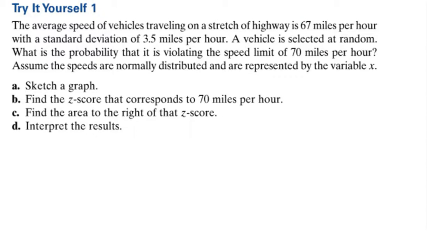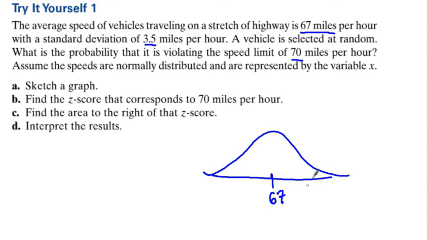Alright, so I encourage you to try this example in the book. It's a similar sort of example. 67 would be your mu, 3.5 is your sigma, and you want to know what's the chance that somebody's going greater than 70. So here's a rough sketch of that. 67 will be in the middle, 70 is about right here. You're asking for greater than 70. What's the chance of going greater than 70?